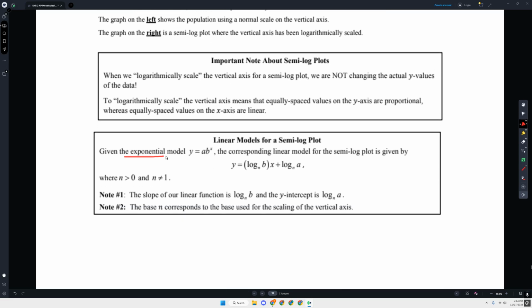And then given the exponential model, if you want to find a linear model for the regression line, it would be y is equal to log base n of b, so our ratio, times x plus log base n of a, our constant value. And n is our base used for scaling.